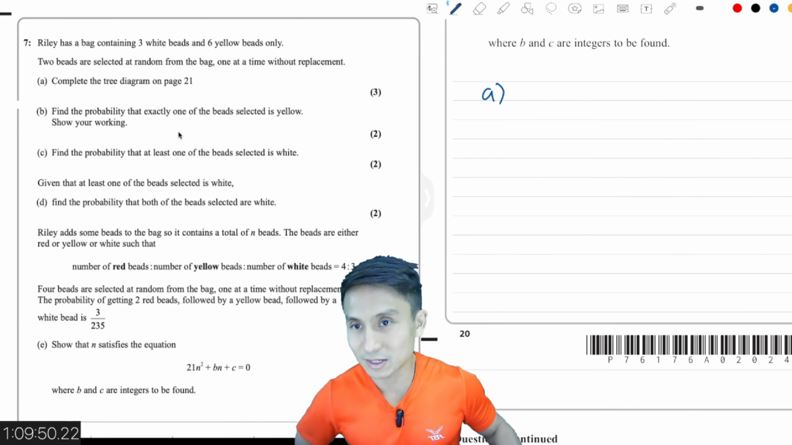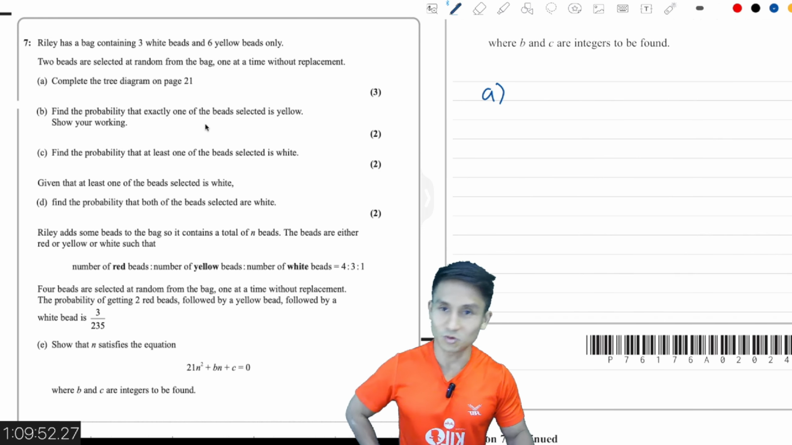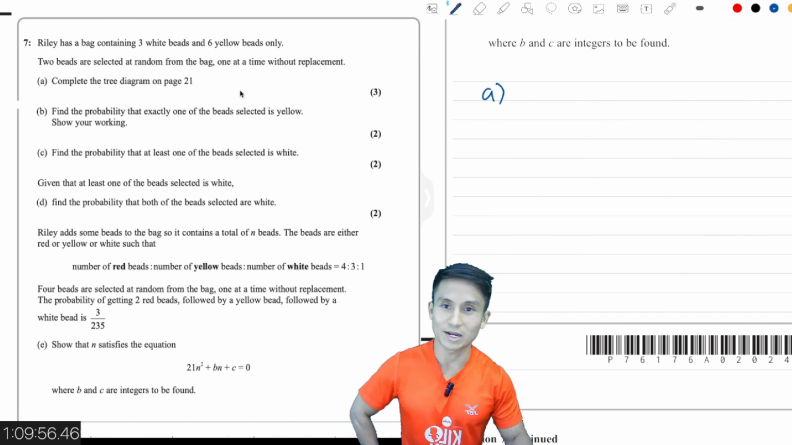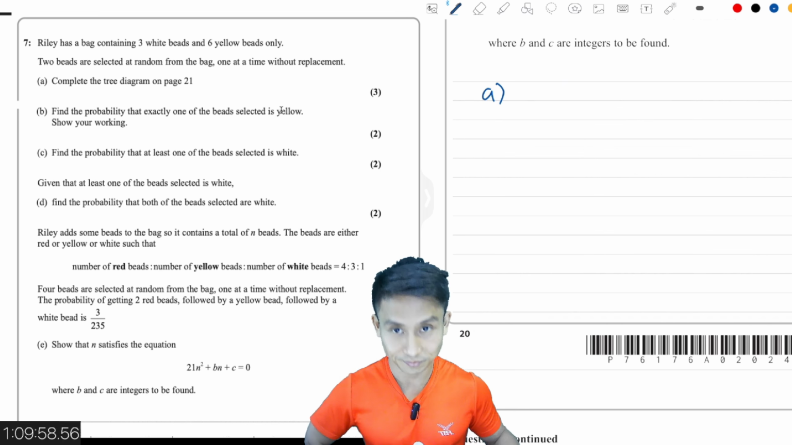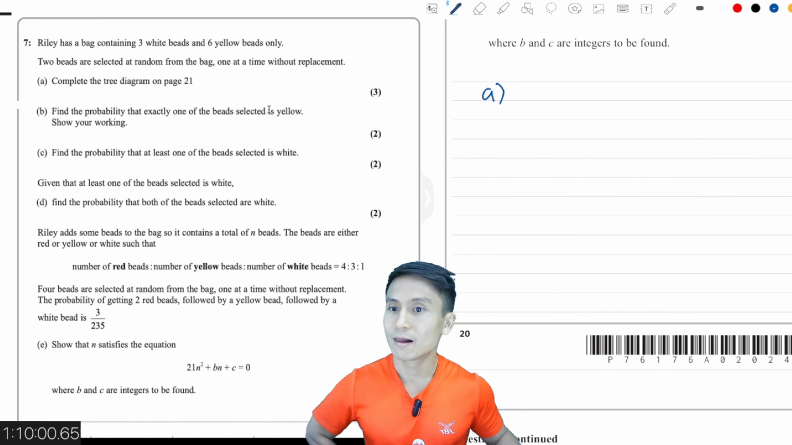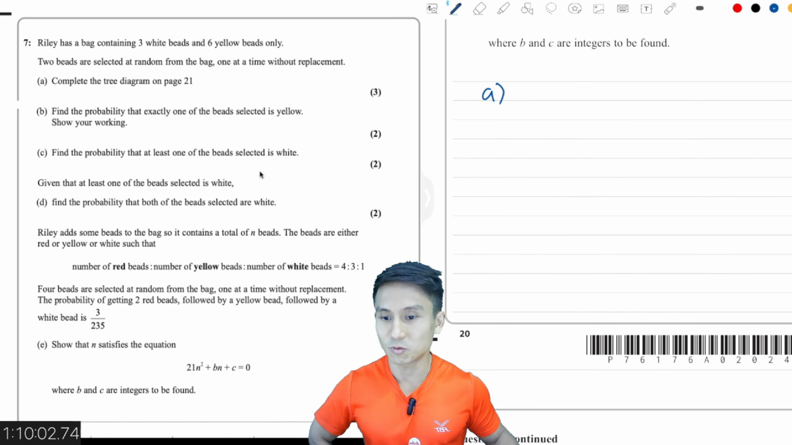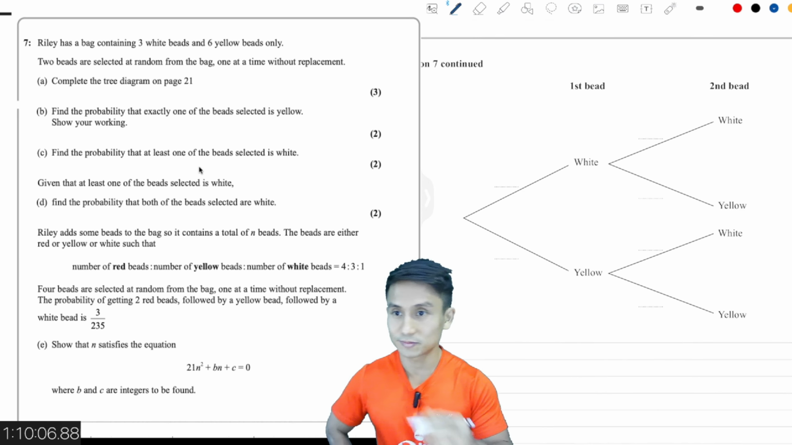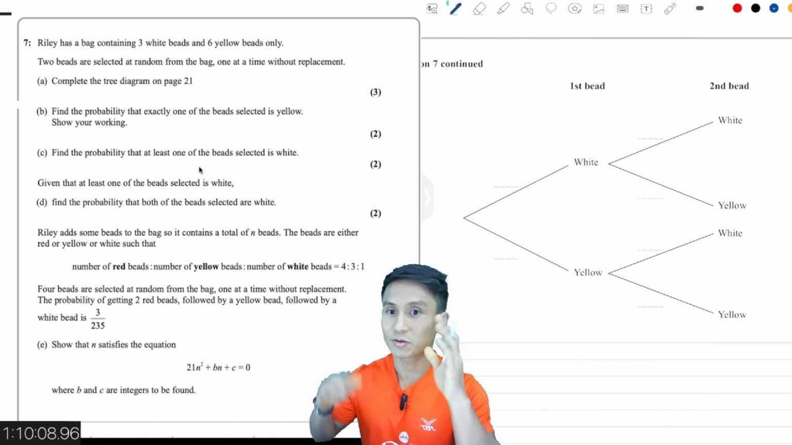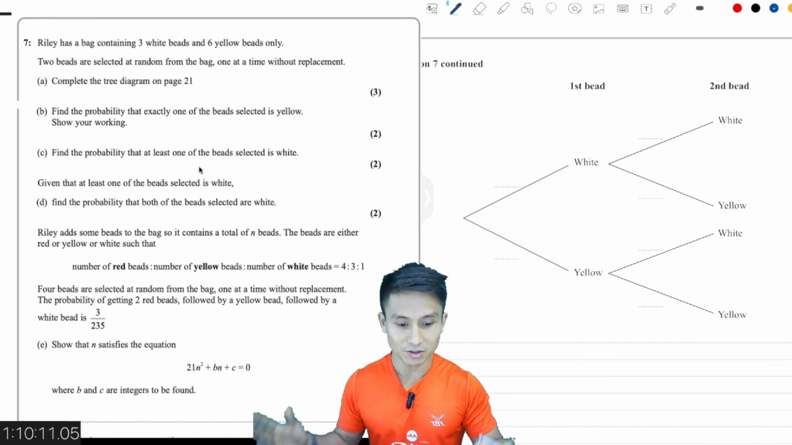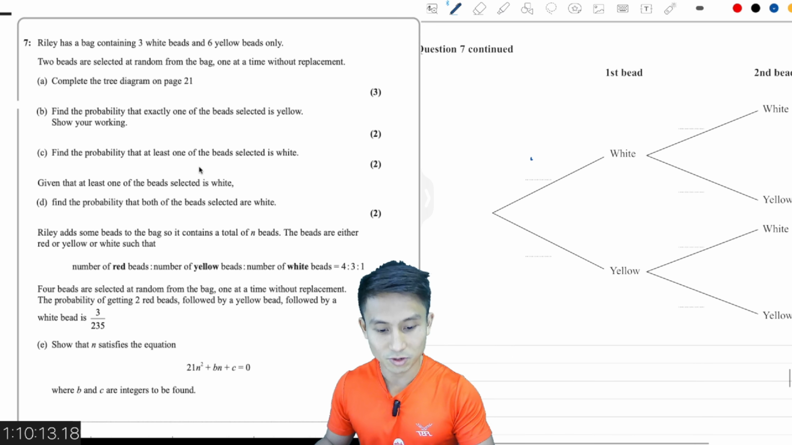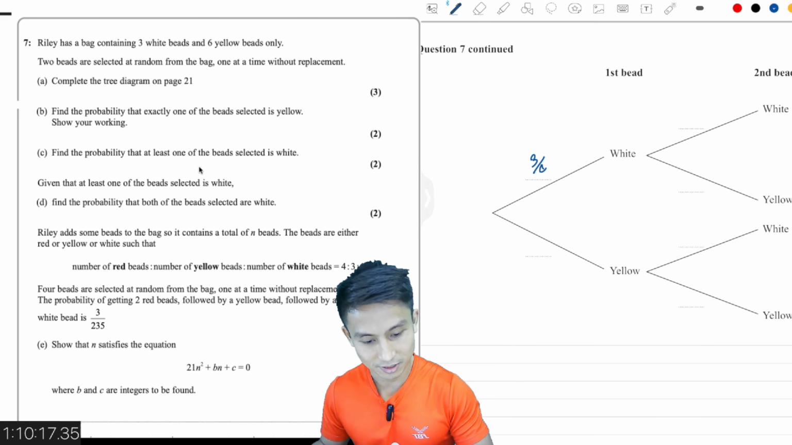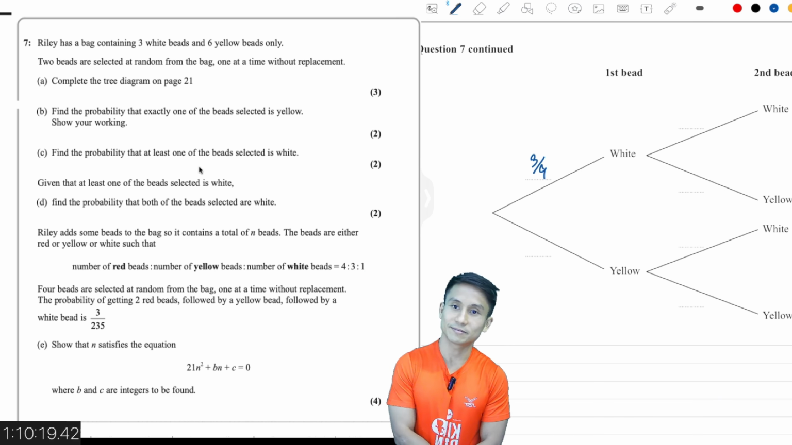Riley has a bag containing 3 white beads and 6 yellow beads only. 2 beads are selected at random from the bag, 1 at a time without replacement. Complete the tree diagram on page 21. Okay, so 3 whites and 6 yellows. So white would be 3 out of 12, right? Because, no, 9. Come on. Yeah, 3 out of 9.